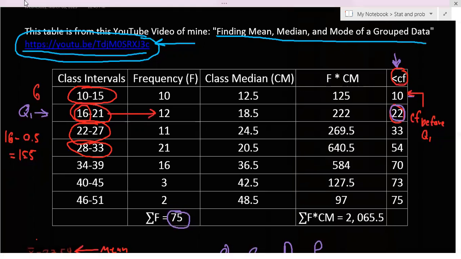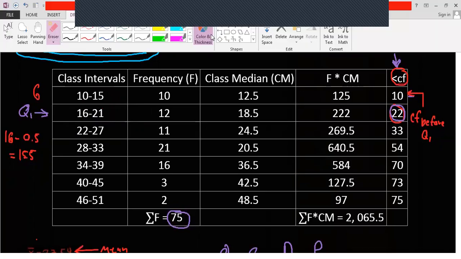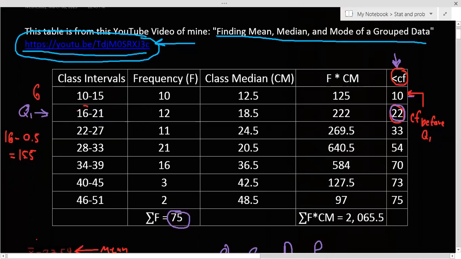Okay? Another way for you to find the class width is subtract mo lang yung lower class limit niya by its previous lower class limit. So 16 minus 10 is equal to 6. O, di ba? Or subtract its upper class limit by its previous upper class limit. So 21 minus 15, that is 6. O, di ba? So yun, that's how you get the class width.